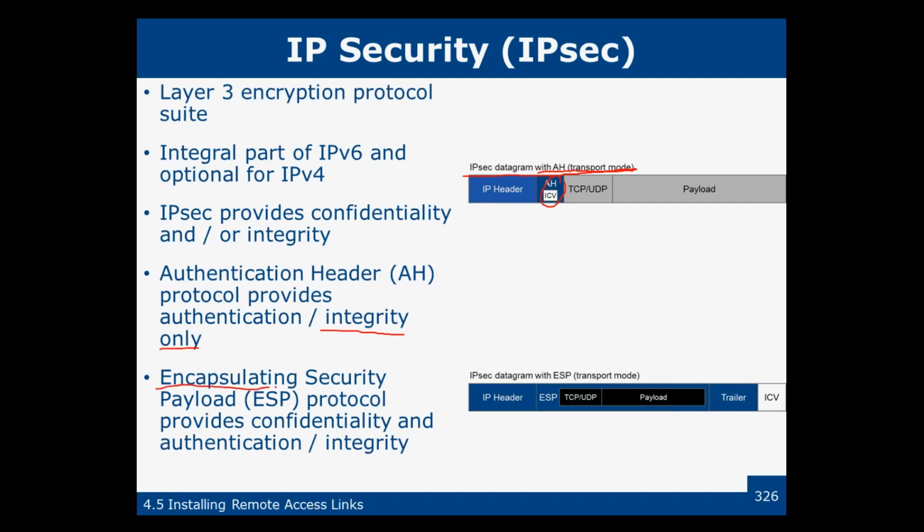The Encapsulating Security Payload encrypts, it's called, and this is the IPsec datagram with transport mode. It encrypts TCP, UDP, and the payload itself. It does not encrypt the original IP header. So that means that we're probably going to be able to NAT this thing. So it encrypts the payload, but not everything else.